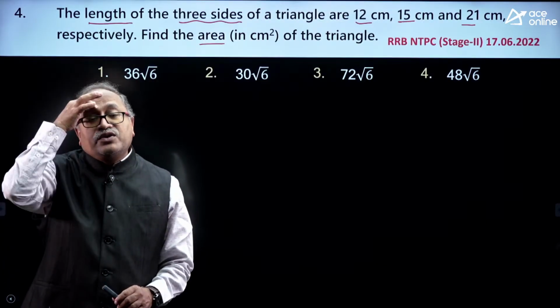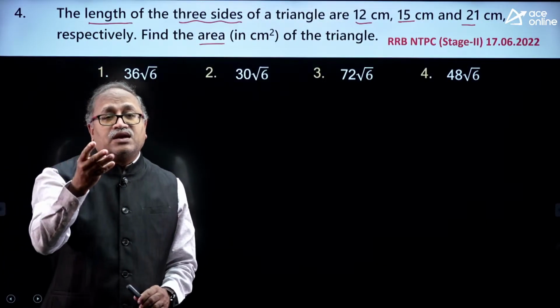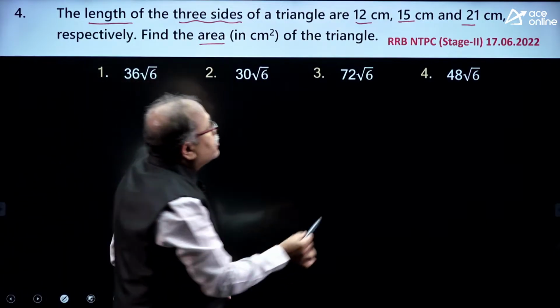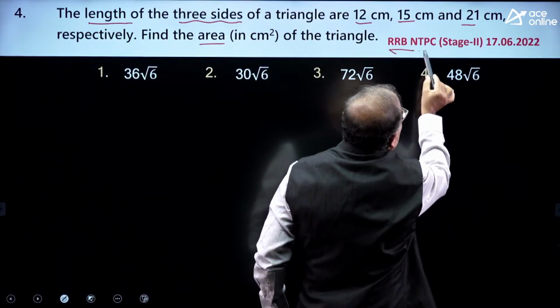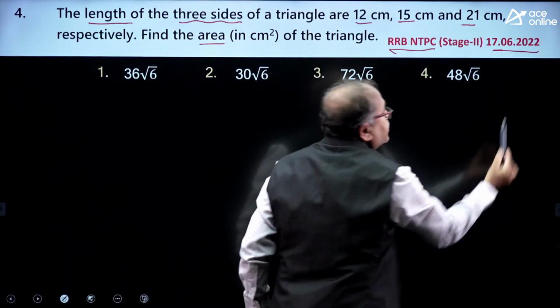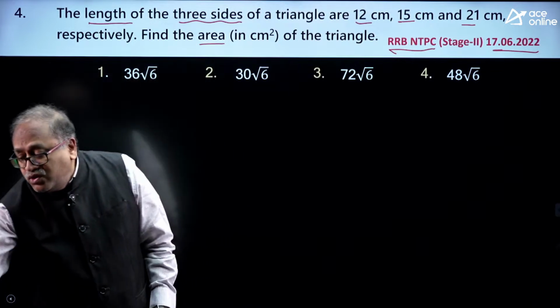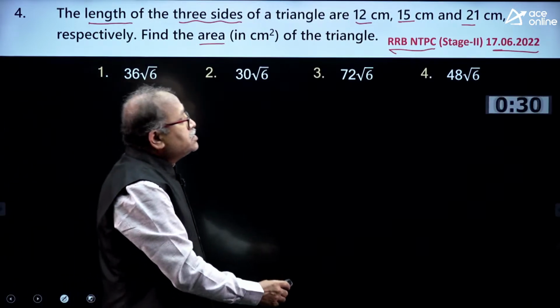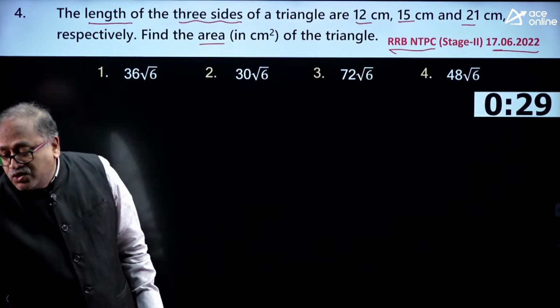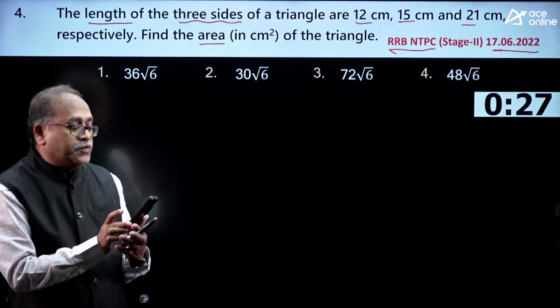So when you know the sides A, B and C, you can find out the area, and this question was asked in the RRB NTPC exam of this particular date. So you do get the direct question. I am giving 30 seconds for you, and I think you don't need 30 seconds to answer this particular question.